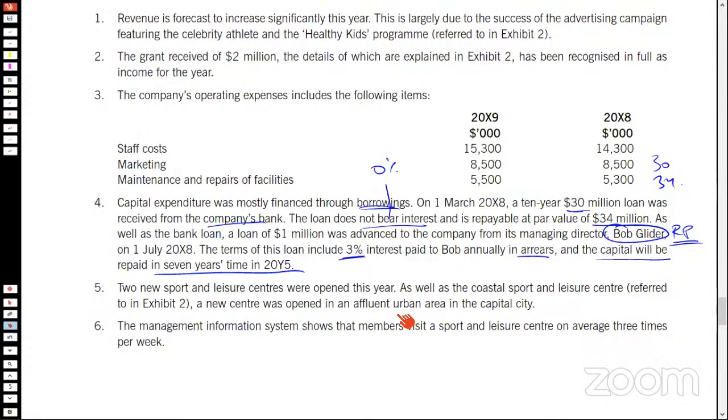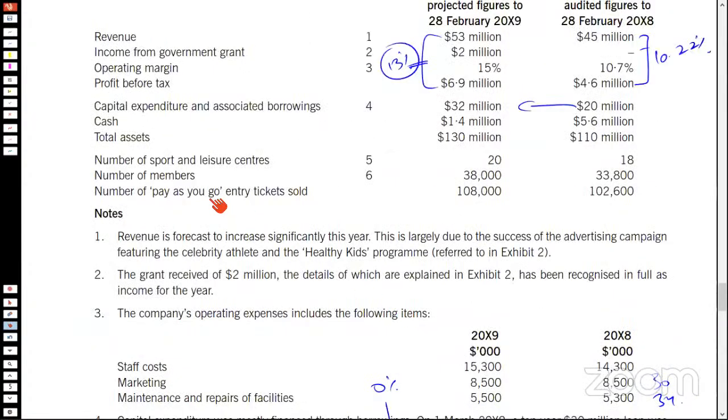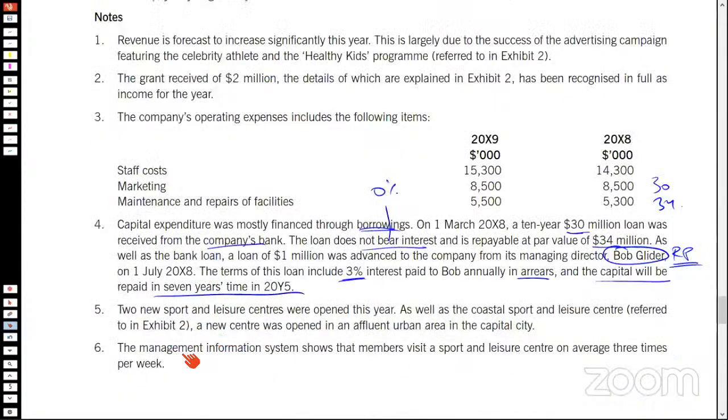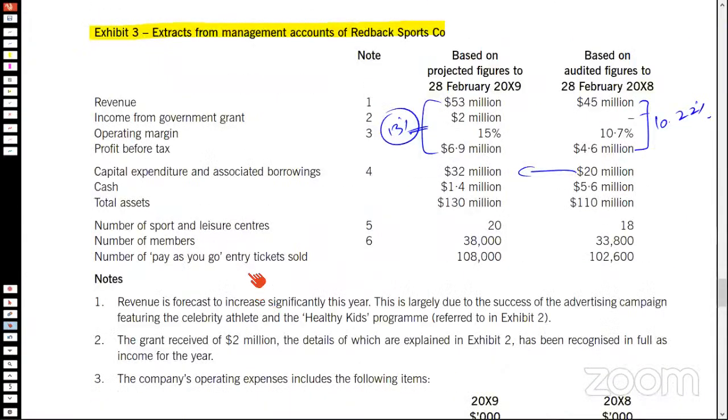So what is going to happen is that there could be an accounting issue for capital expenditure. I'm going to talk about that. The number of members is increasing. The management information shows that members visit a sport and leisure center on average 3 times per week. Okay. The pay as you go customers are also increasing.